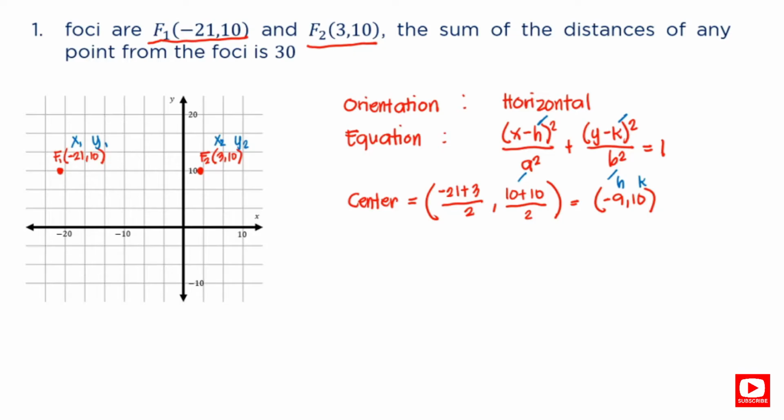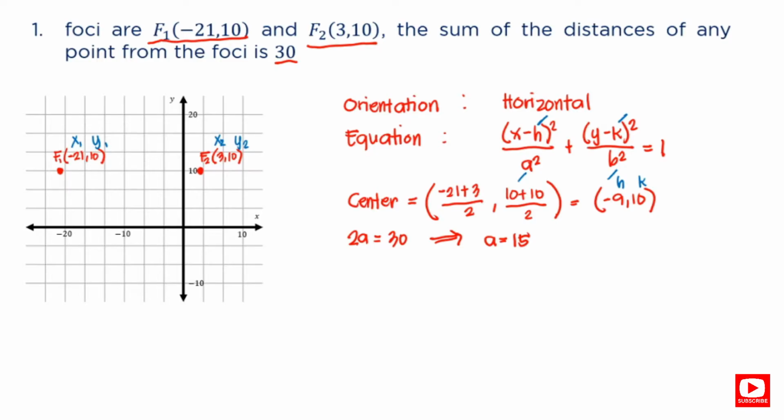Okay? Now, to solve for a, we have here the condition. The sum of the distances of any point from the foci is 30. Take note from the properties, the sum of the distances of any point from the foci is just equal to 2a, right? So therefore, we have now the value of 2a, and that is 30. So we have here 2a equal to 30. This means that a is equal to 15. So we now have our a. So what's left is the value of b.